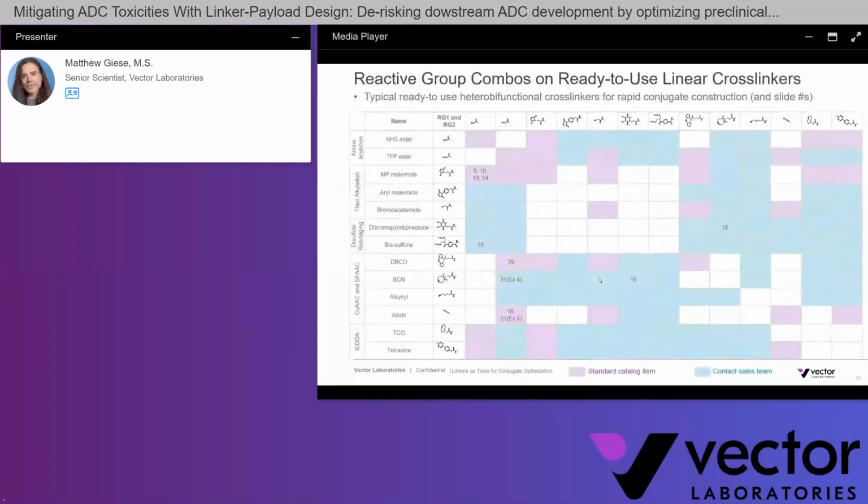This matrix shows the different combinations of reactive groups available on heterobifunctional crosslinkers. And this is if you're interested in something besides that active ester. The numbers in this table denote the slides that use similar types of linkers in those examples, if you'd like to go back and see how they're used. The structures coded purple are standard catalog items available in high purity at kilo scale. The products coded blue are not kept in inventory, so you can contact the sales team for details.